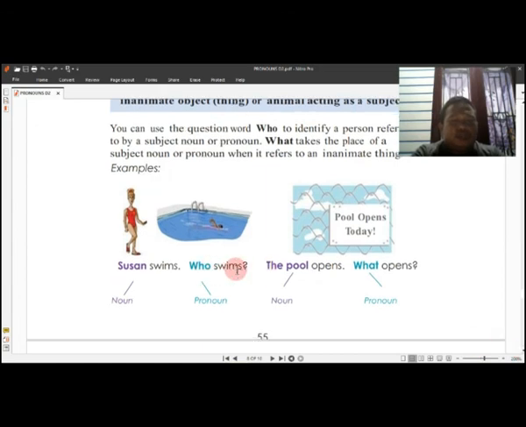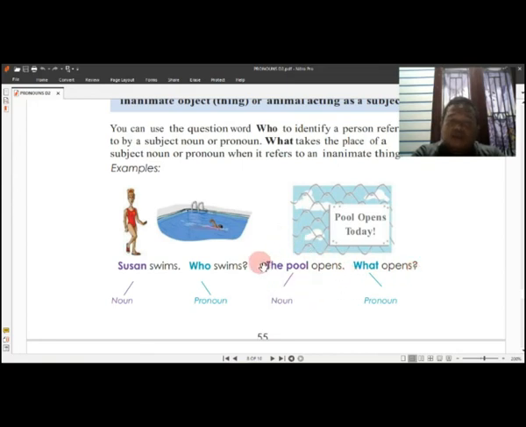This one, we want to know who swims, which means that the one that swims must be a human, right? And then the answer is Susan swims. But when we want to know about a thing that does not have any gender like feminine or masculine, then we use what? What opens? The pool opens.